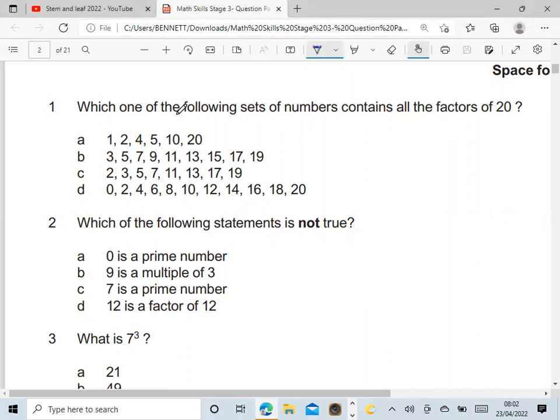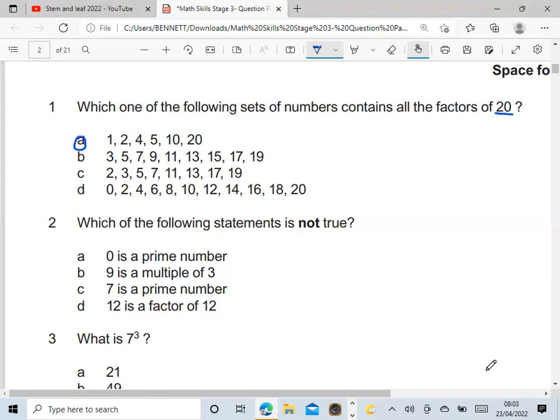So factors are numbers that you can multiply. For example, 1 times 20, 2 times 10, 4 times 5, right? Or we can say factors are numbers that divide equally into 20, including 20, without a remainder. So that would be A.